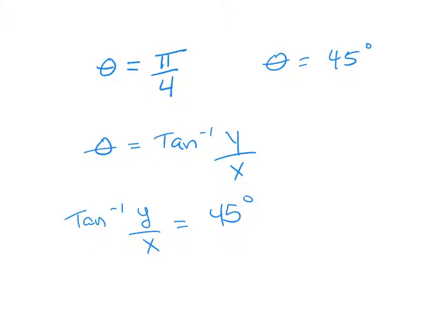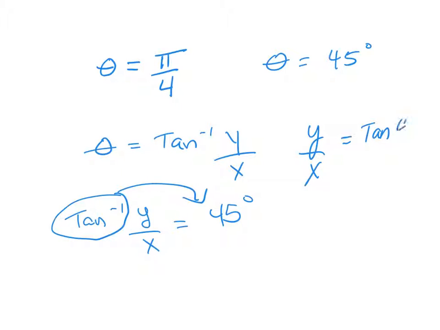So how would I move this tan negative 1 to the other side? What would it turn into? Cotangent? It turns to tangent, plain tangent. So now we have y over x equals tangent of 45, or tangent of pi over 4, if you like radians. What is the tangent of 45? Well, let's see. It's 1. Is it? Yes, it is. So y over x equals 1.